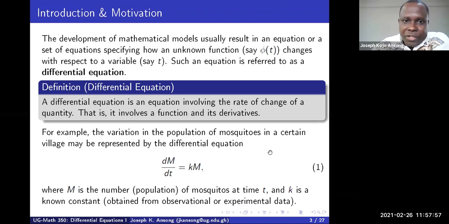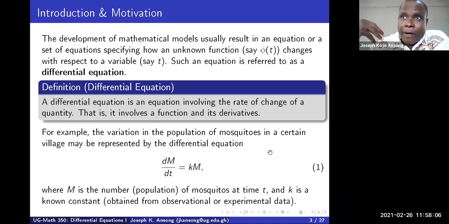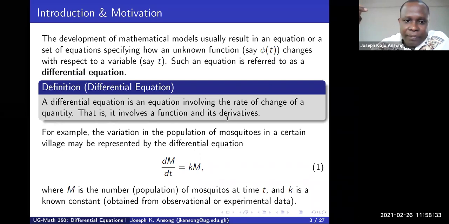So differential equations often arise in trying to develop mathematical models, equations to describe or to study a particular physical phenomenon. For instance, if you want to know how an unknown function phi is changing with respect to another variable, say t, which you can call time, then the equation that arises is often a differential equation. So in essence, a differential equation is an equation involving the rate of change of some quantity. So it involves a function and its derivatives.